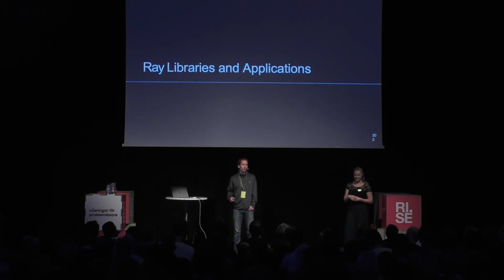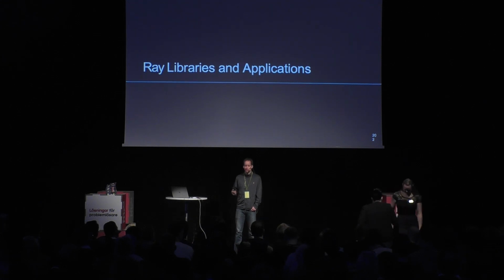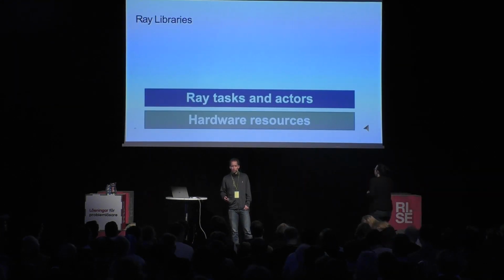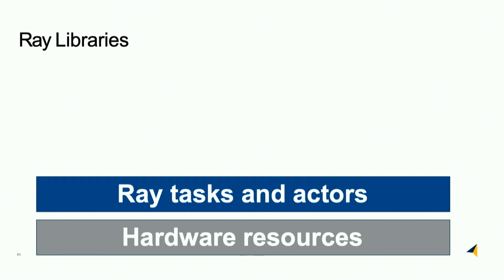Because systems are only as good as the applications really that they enable. And so on top of the hardware resources in the cluster, there's the Ray tasks and actors. And on top of these, we have been building a bunch of libraries. So one is Tune for doing hyperparameter optimization, which abstracts away all the hardware resources. It supports heterogeneous compute, so you can have arbitrary GPU, CPUs, accelerators, things like that.